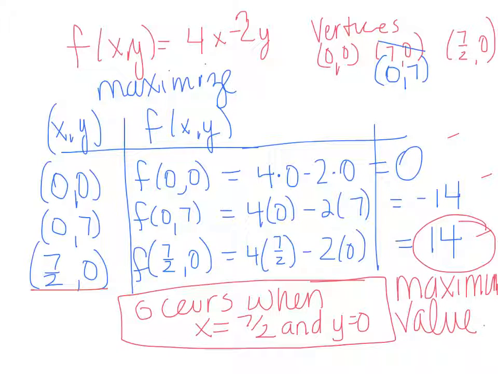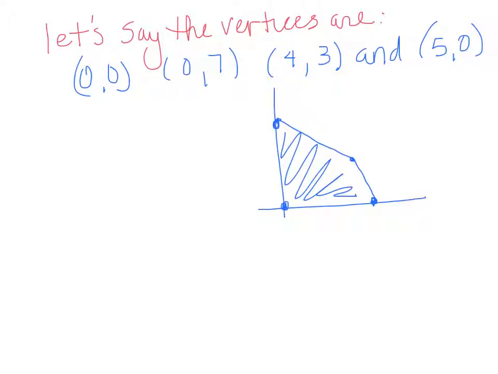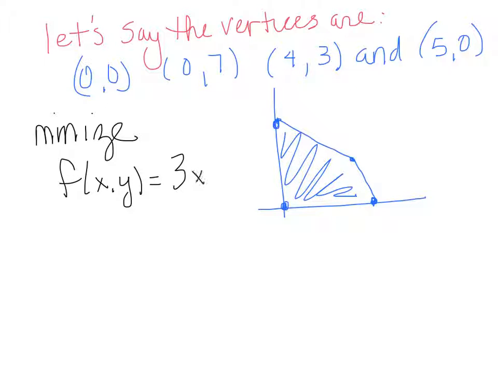So I'll give you a problem. Okay, let's just say we've already done the hard part, finding the vertices, okay? And it came out to be this sort of a quadrilateral shape instead of a triangle. So I have these 4 vertices that I've labeled 0, 0, 0, 7, 4, 3, 5, 0, okay? And this time we'll try and minimize, so maybe we're talking about costs, the function 3x minus 2y. Which one of those vertices is the correct answer for minimizing the function? I'm going to pause it and we can check our answers.